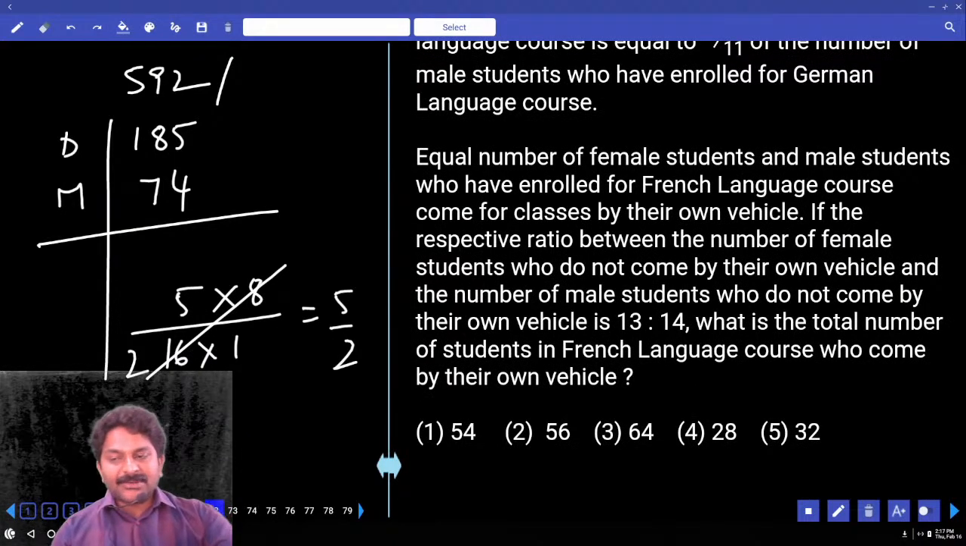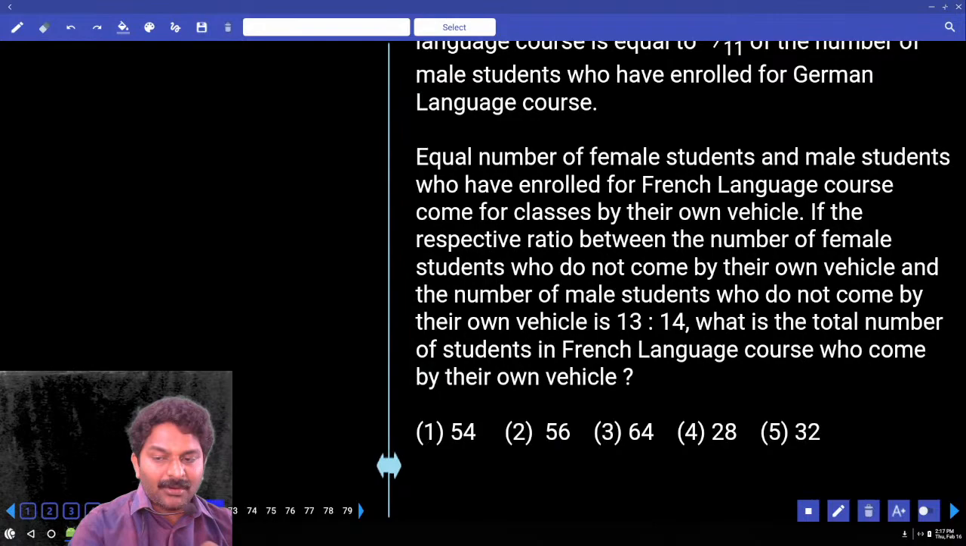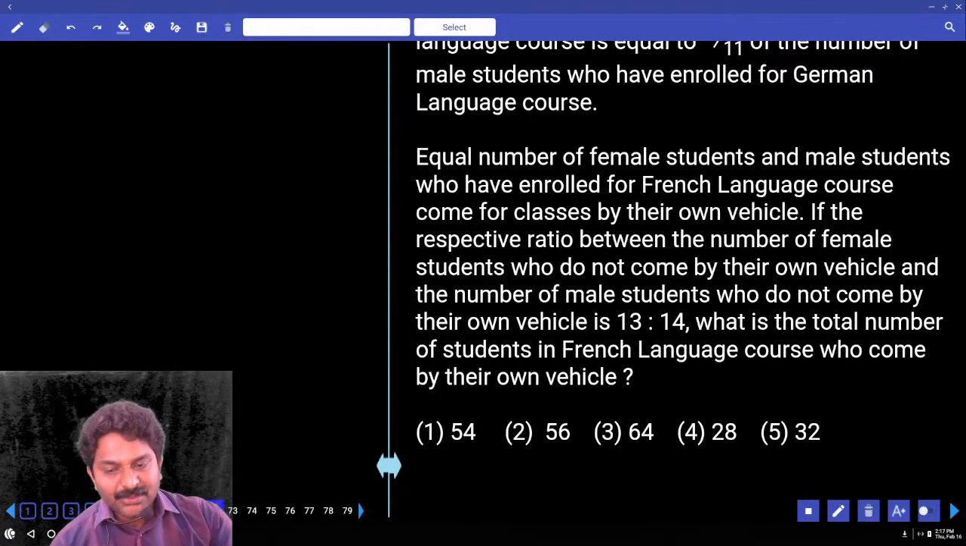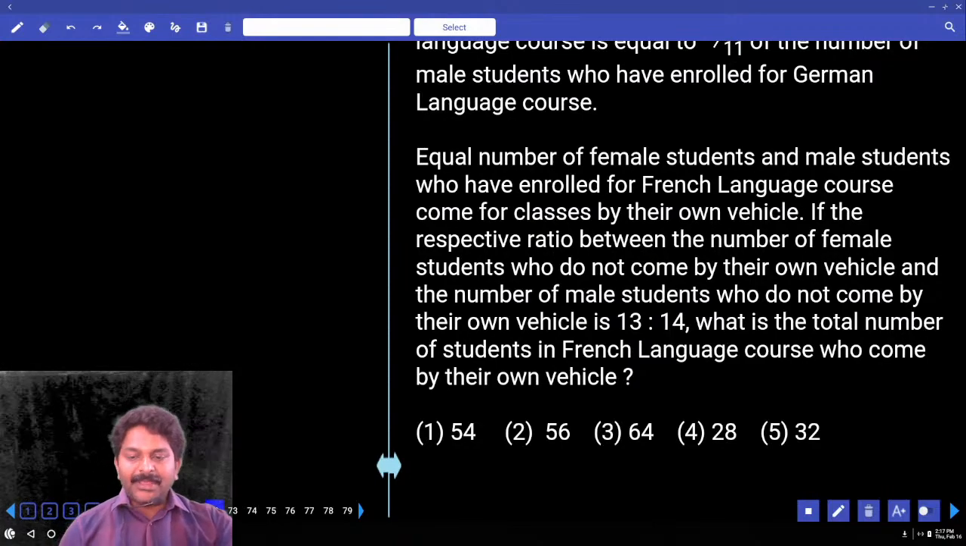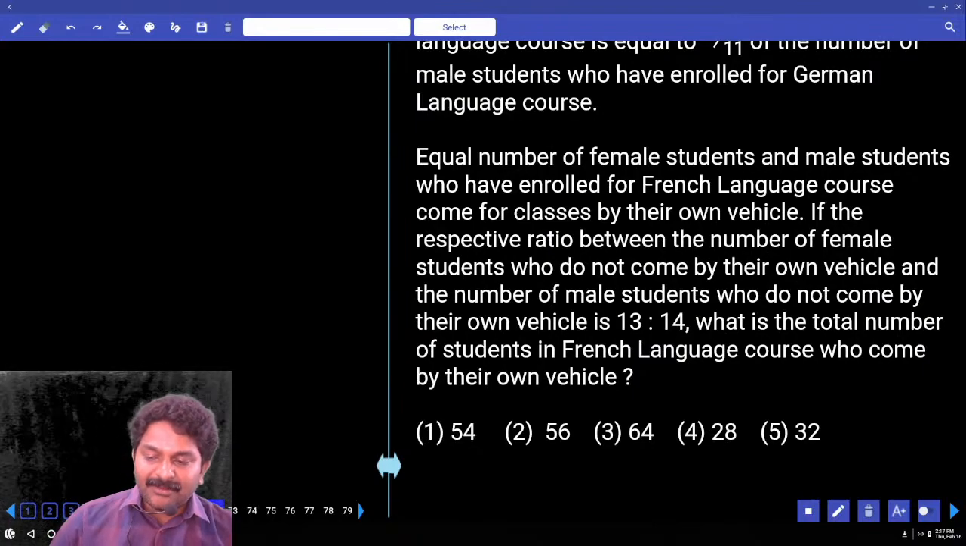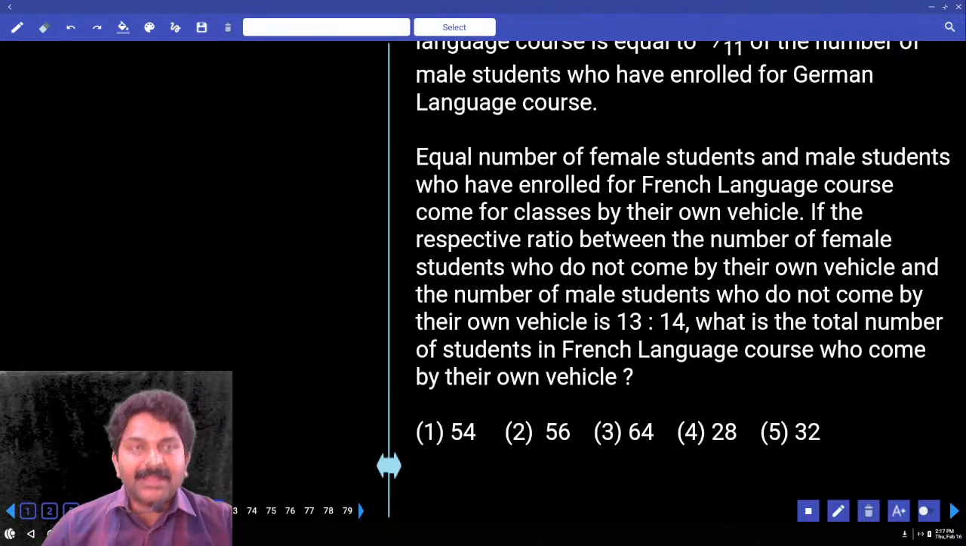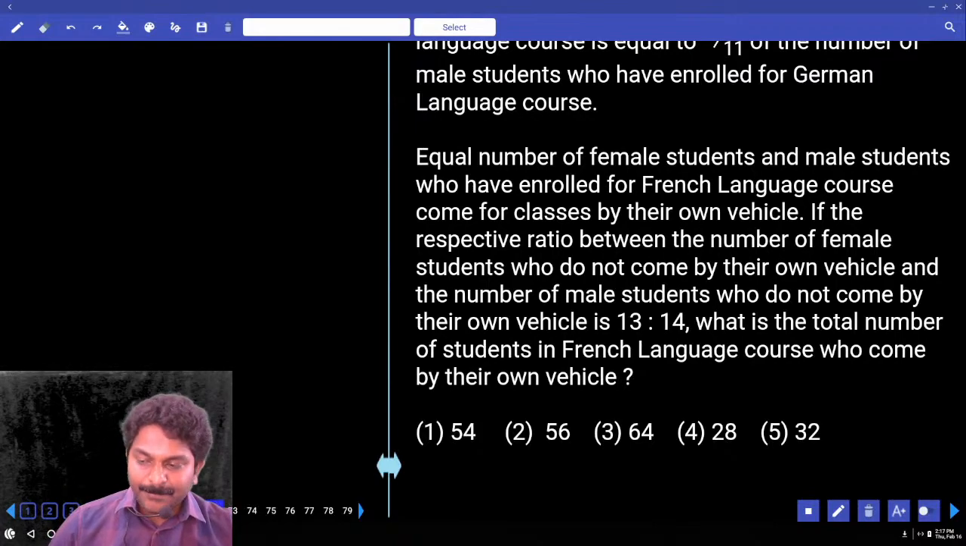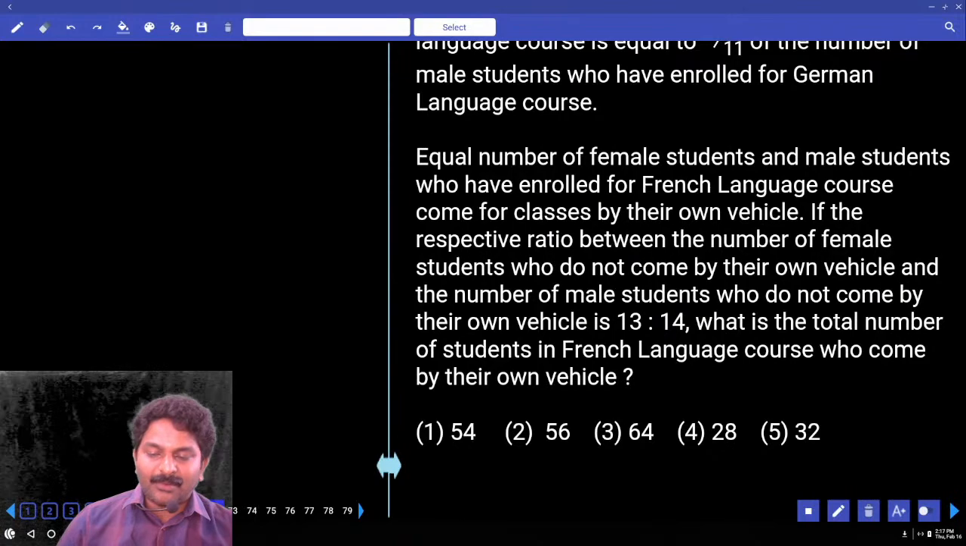Equal number of female students and male students who enroll for French language course come for classes by their own vehicle. If the respective ratio between number of female students who do not come by their own vehicle and the number of male who do not come by their own vehicle is 13:14. What is the number of students in French language course who come by their own vehicle?